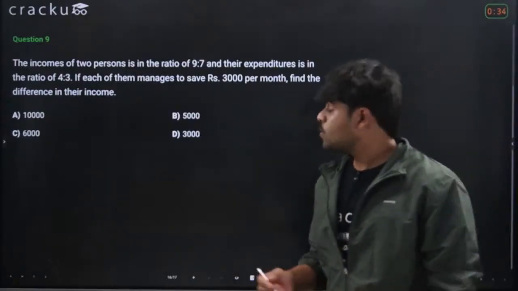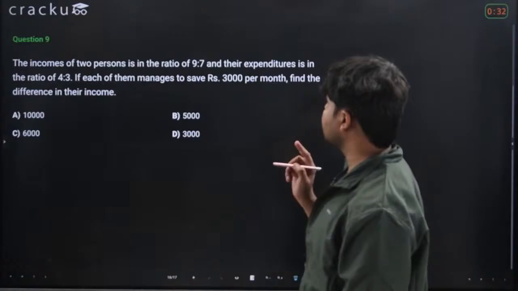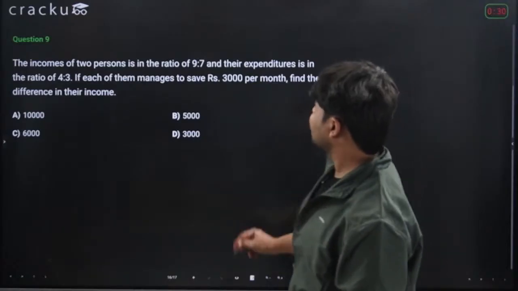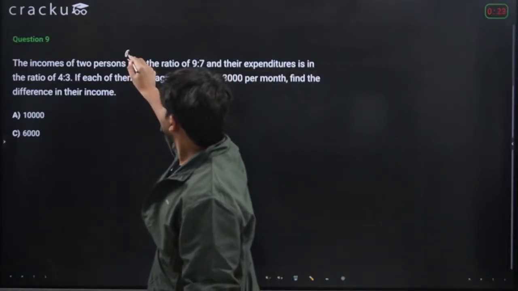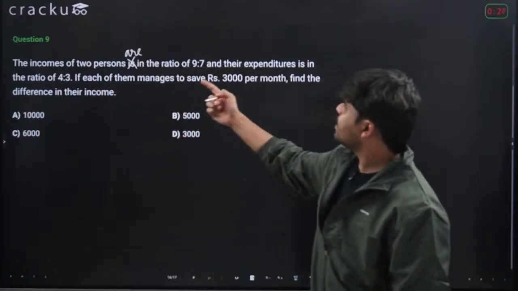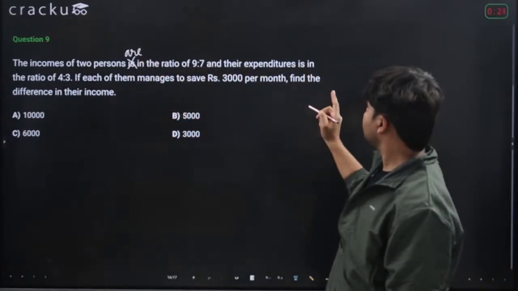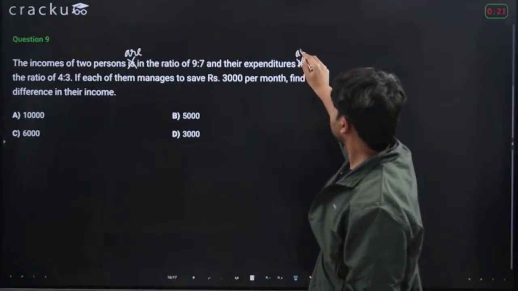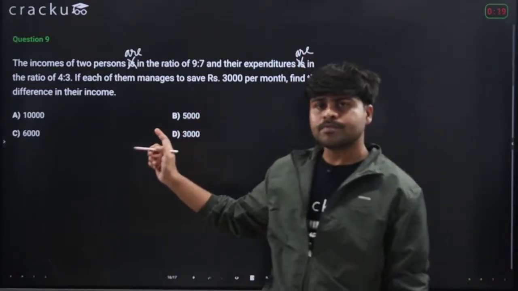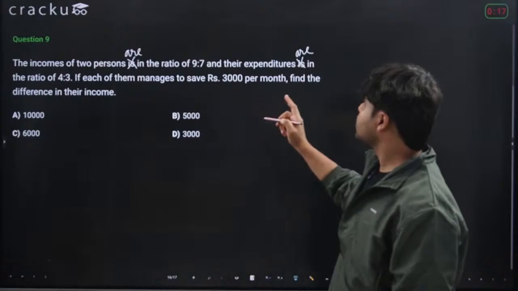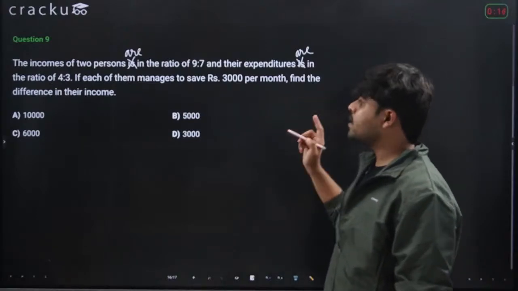Okay. So the incomes of two persons are in the ratio of 9:7, and their expenditures are in the ratio 4:3. If each of them manages to save 3,000 rupees per month, find the difference in their income.